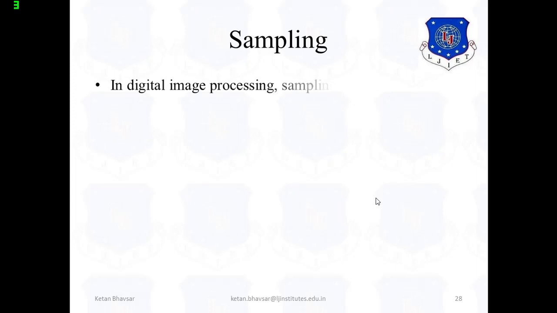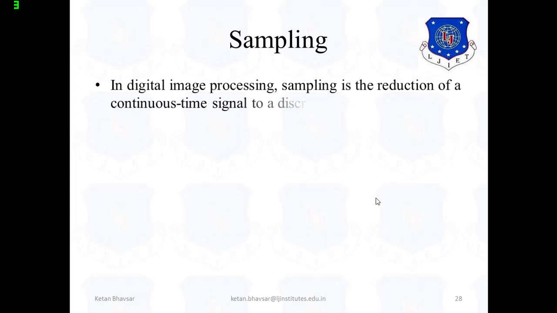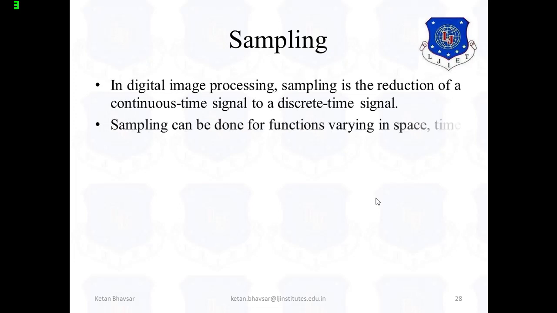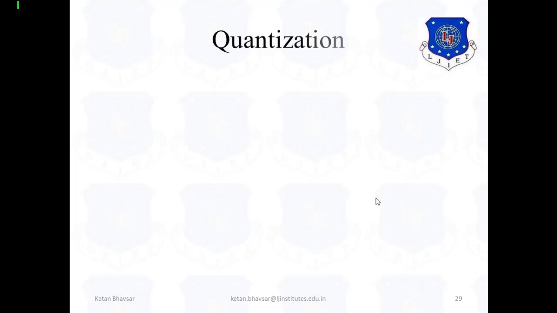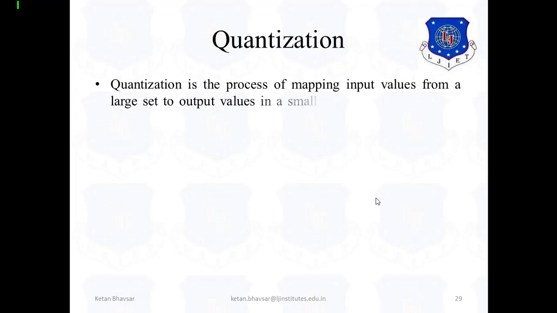In sampling, in digital image processing, sampling is the reduction of a continuous time signal to a discrete time signal. Sampling can be done for functions varying in space, time or any other dimension, and similar results are obtained in two or more dimensions. Quantization. Quantization is the process of mapping input values from a large set to output values in a smaller set, often with a finite number of elements.